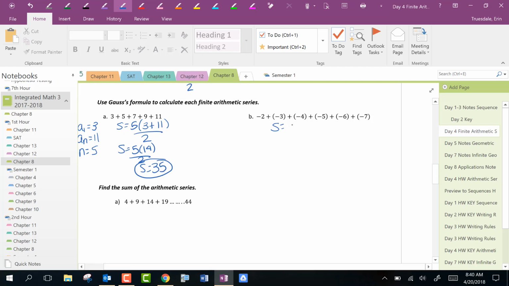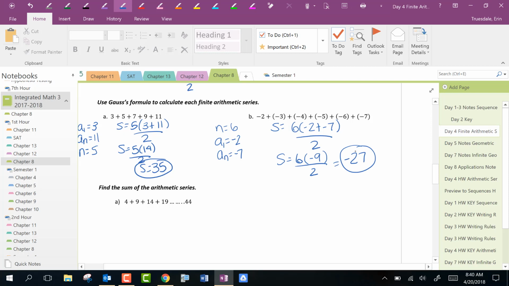Okay, so n is what here? How many terms do I have? 6. A1 is -2, and a6 is -7. So now I'm going to plug in. So I have 6 times -2 plus -7 divided by 2. Okay, so that would be 6 times -9 divided by 2, which is -27.